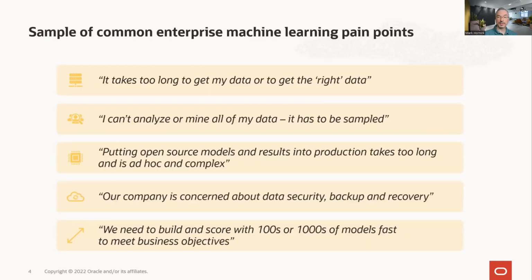There are a number of pain points enterprise data scientists and other data professionals experience in their machine learning projects. For example, it takes too long to get or load data, or getting models into production takes too long, or it's complex. In other cases, there are concerns about data security, backup, and recovery, where data is pooled into non-secure environments. Yet others will cite scalability and performance as a major concern, both for individual models and when dealing with hundreds or thousands of models in production settings.